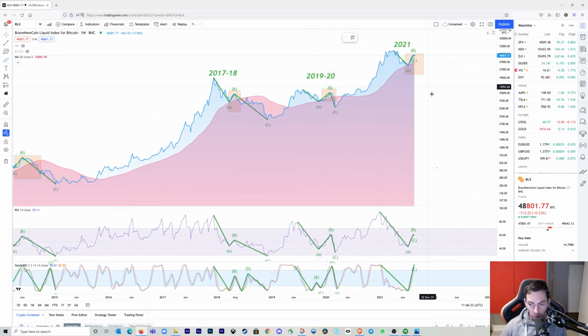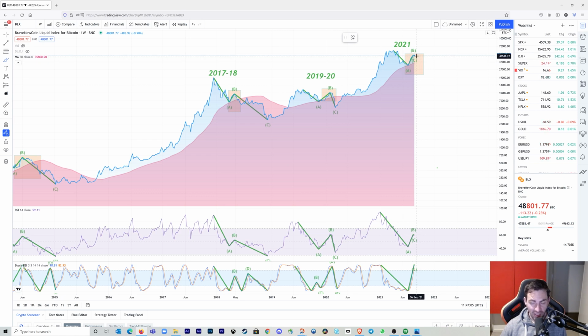Okay, so in summary, what's happening right now is that we've formed the A wave, the B wave, and we've now started the potential C wave. Now, this pattern is currently in play, and until it's invalidated, this is the pattern that's playing out at the moment, and it's heading towards the 50-week moving average. And if we do cross through the 50-week, like we've done in 2019, 2020, 2017, 2018, and also 2013, we haven't recovered until we've bottomed out.